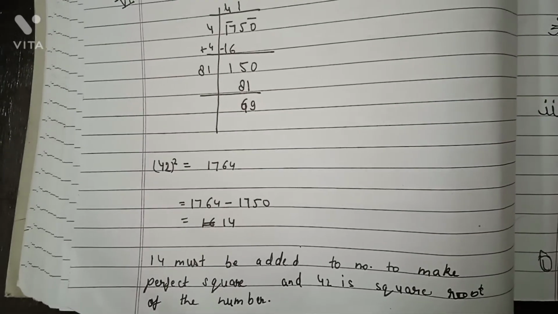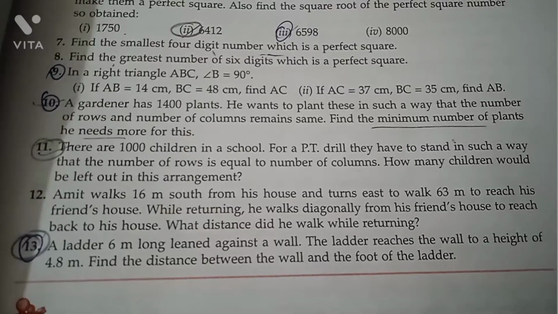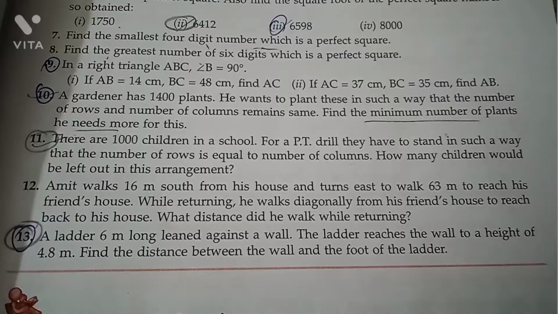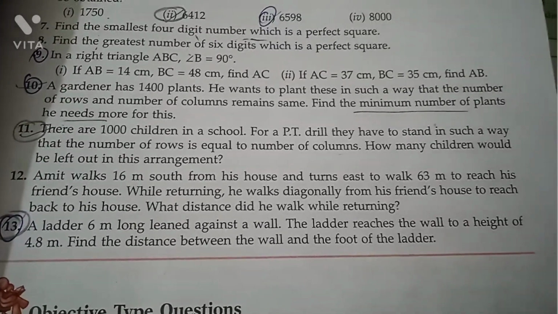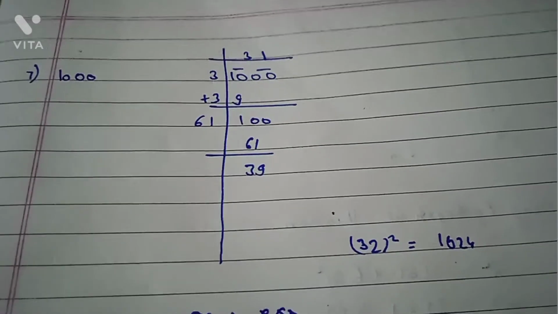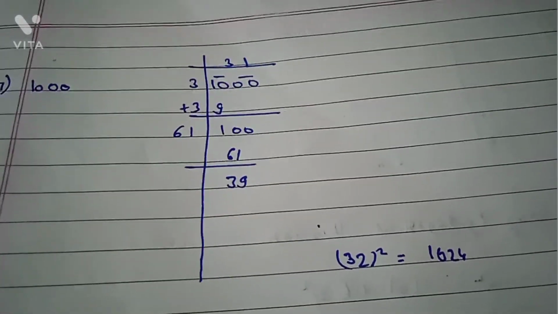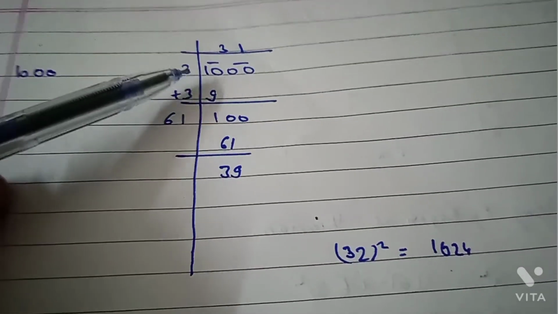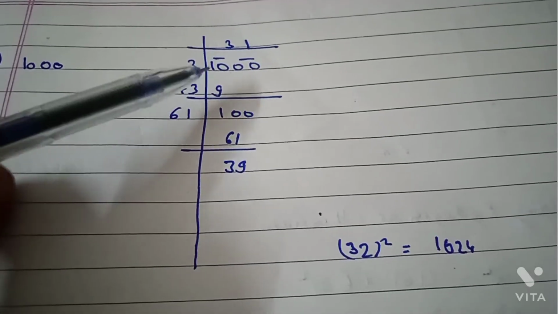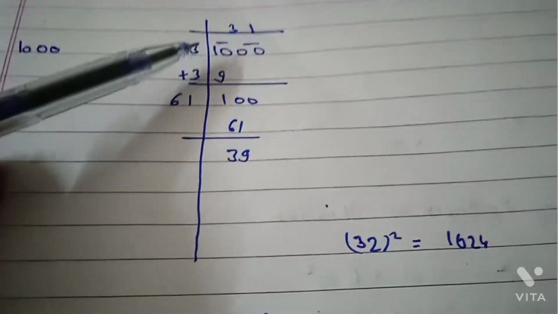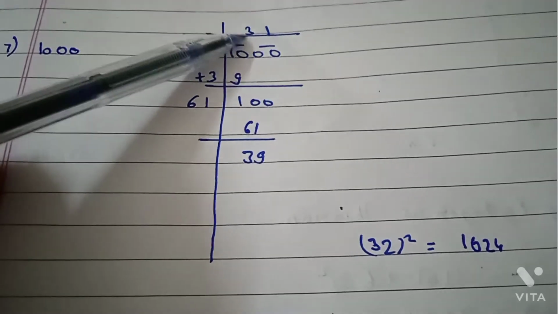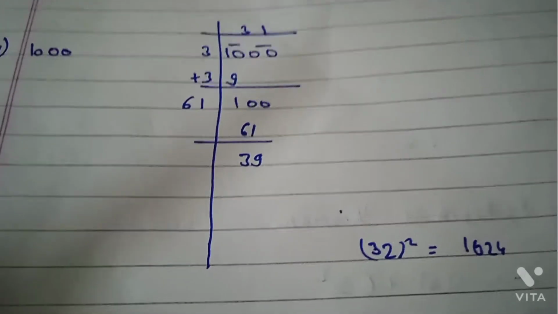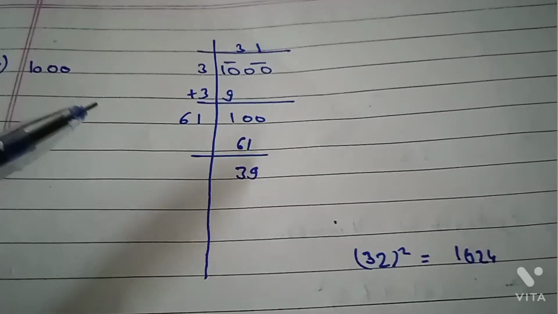Now let's move to our seventh question. Find the smallest 4-digit number which is a perfect square. So let's see. The smallest 4-digit number is 1000. So we will divide it and find its square root, the smallest square. So the number is 31. The square of 31 is less than 1000.